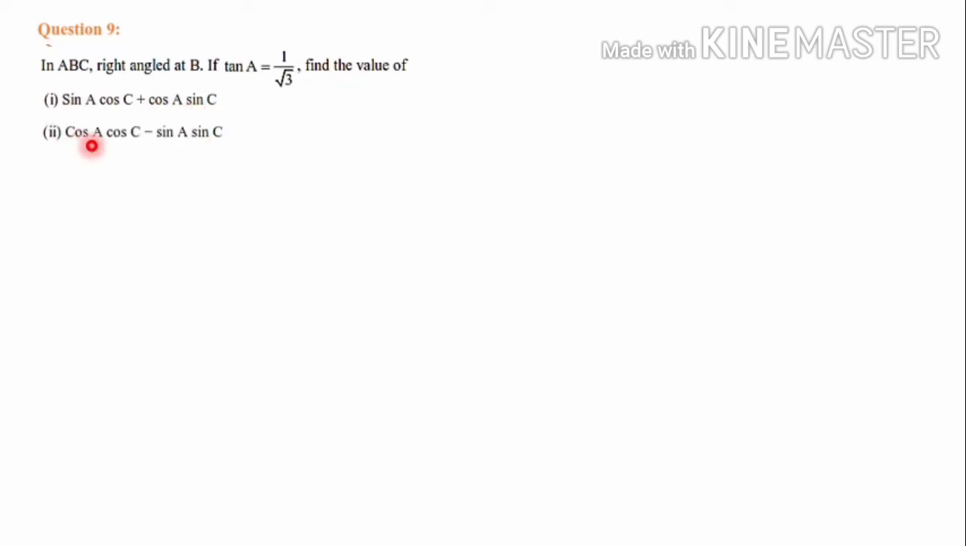Next we shall discuss question number 9. The question is, in triangle ABC, right angled at B, if tan A is equal to 1 by root 3, find the value of, first question, sin A cos C plus cos A sin C. Second question, cos A cos C minus sin A sin C. So the given condition is tan A is equal to 1 divided by root 3.